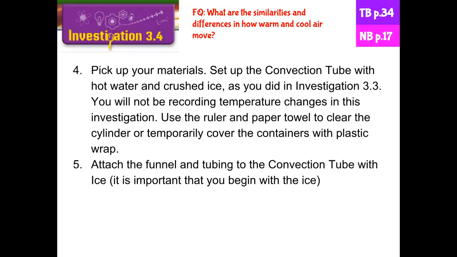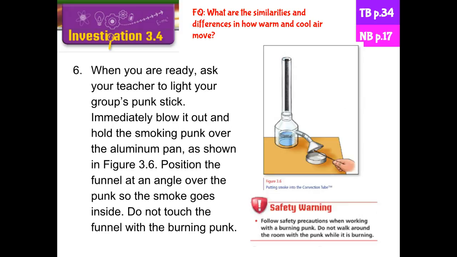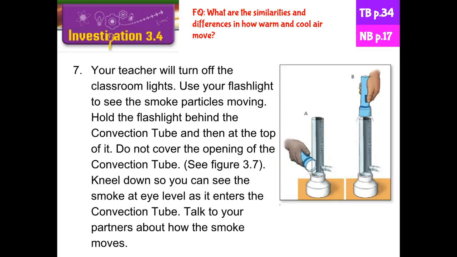And the material is going to be very similar to yesterday, except we're going to be attaching a funnel and a tube to allow the air into the convection tube. So it's going to look something like this off to the right, the same setup as yesterday, and then a funnel on a tube with a punk stick to allow smoke to go inside of the convection tube. We're using a flashlight with the lights off so you can see the smoke particles moving. This will allow us to see the smoke a lot better.